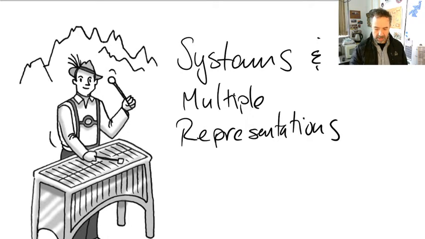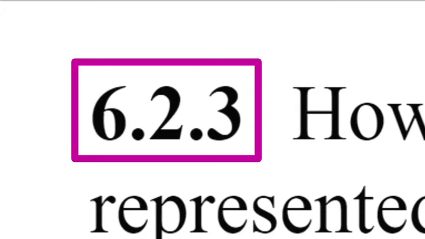So let's start by reading this problem. Please take out your notebook and label this section 6.2.3. Today is the 15th of March. So March 15th, 6.2.3.